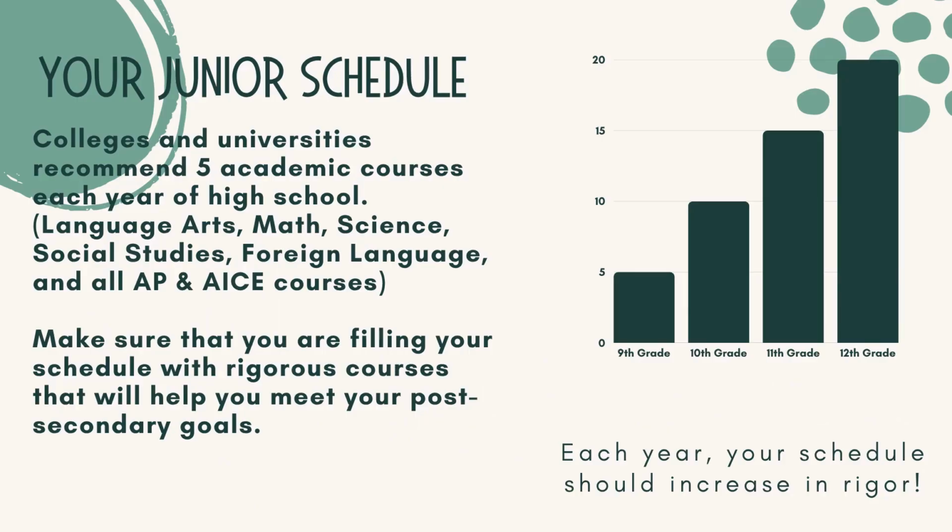Something to think about as you review your course requests is the strength of your junior schedule. Approximately 93% of Park Vista students pursue a post-secondary education, whether at a 4-year, 2-year, or vocational school. With this in mind, we encourage you to make the most of each year so that you are prepared to be successful at the next level. Colleges and universities recommend a minimum of at least 5 academic courses in your schedule. Academic areas are language arts, math, science, social studies, foreign language, and all AP and ACE courses.